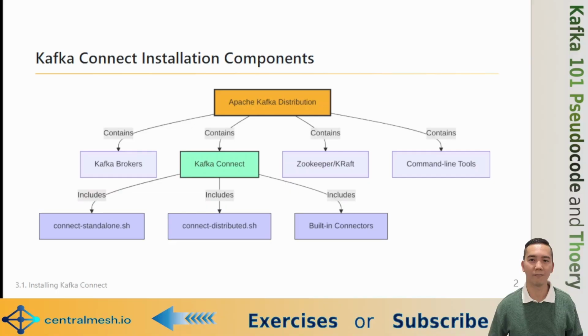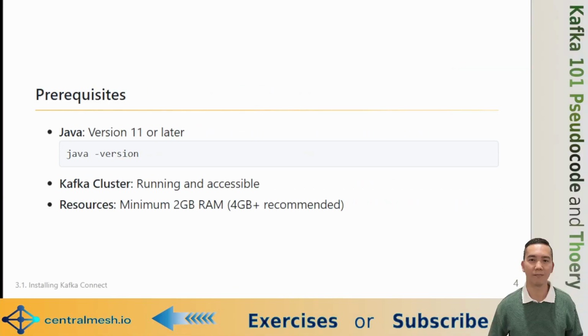Within Kafka Connect itself, there are two important startup scripts. One is for standalone mode, and the other is for distributed mode. The distribution also includes several built-in connectors that are useful for testing and learning. The key takeaway here is that Kafka Connect ships as part of Apache Kafka, so there is no additional software package to download. Before using Kafka Connect, there are a few prerequisites that we should verify.